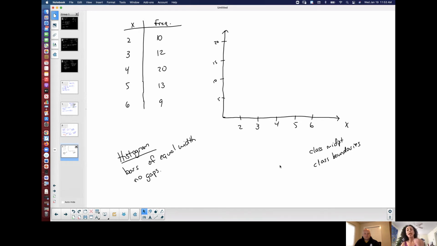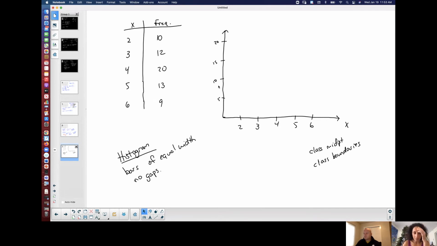So again, if these were intervals of numbers, then your horizontal scale is going to be either your class midpoints or your class boundaries. If it's your class midpoints, the middle of each value is the center of the bar. If it's the class boundaries, they start and finish each bar. That's referencing question 3 on your homework, but that's easy to figure out.